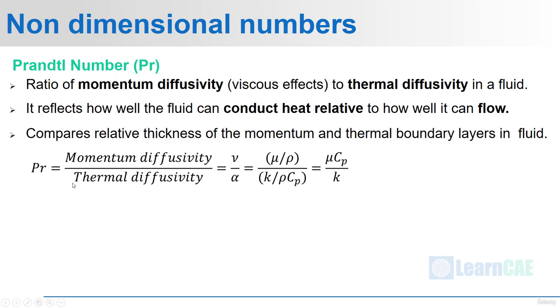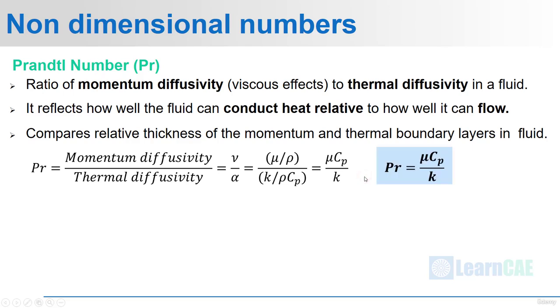Prandtl number is given by momentum diffusivity divided by thermal diffusivity. Here momentum diffusivity is equal to nu, which is called the kinematic viscosity, which again is equal to mu by rho, that is dynamic viscosity divided by rho. And in the denominator, thermal diffusivity is given by k divided by rho Cp. k is the thermal conductivity, rho is the density of the fluid, and Cp is the specific heat at constant pressure. Finally, Prandtl number is equated to mu Cp by k of the fluid.